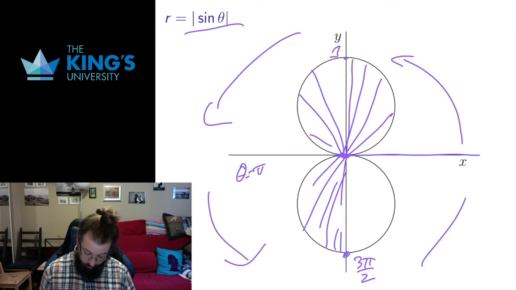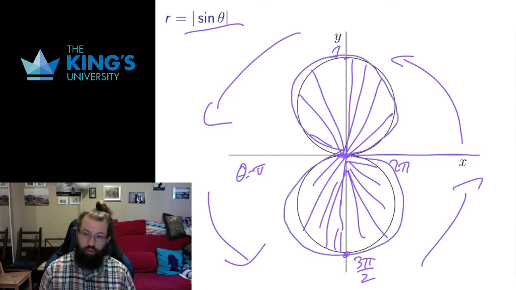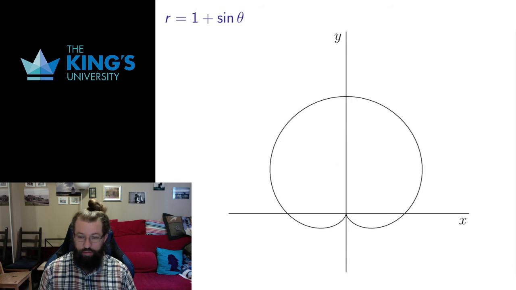And then as I keep going again, as the angle increases, the angle is going to get down to 2 pi. Sine is going to get smaller, so the radius is going to get smaller. I get down to this, and that gives me this figure 8 shape. As theta goes from 0 to 2 pi, sine goes up to 1, down to 0, up to 1, down to 0. I have radius that goes out, and radius comes back, and radius goes out, and radius comes back.